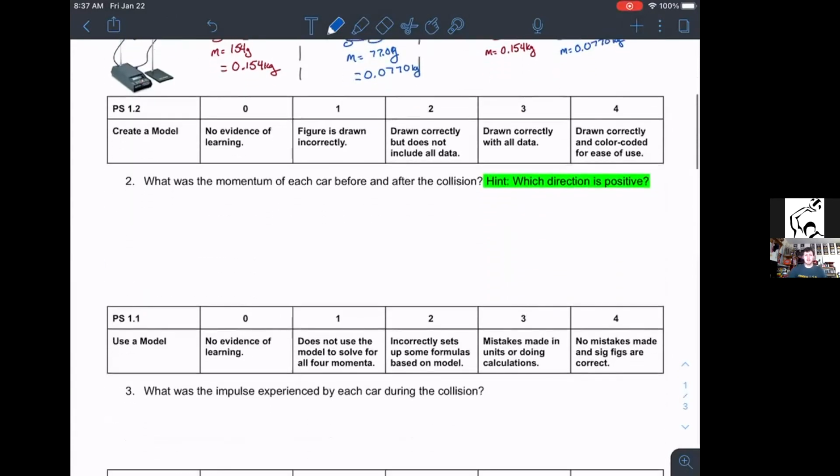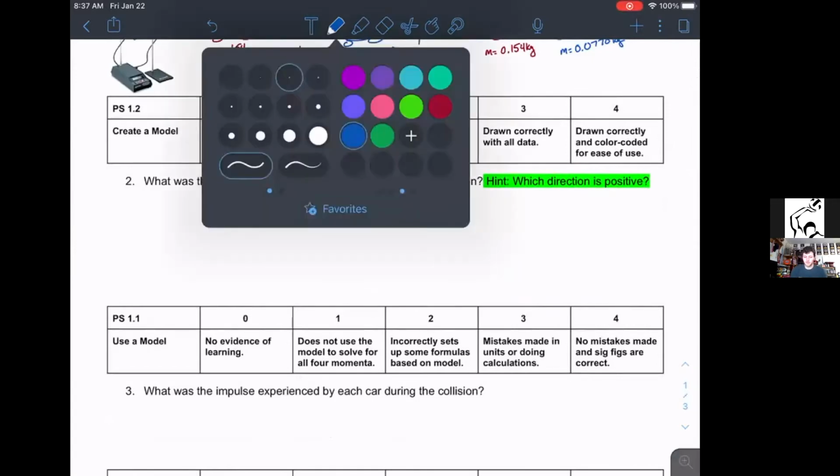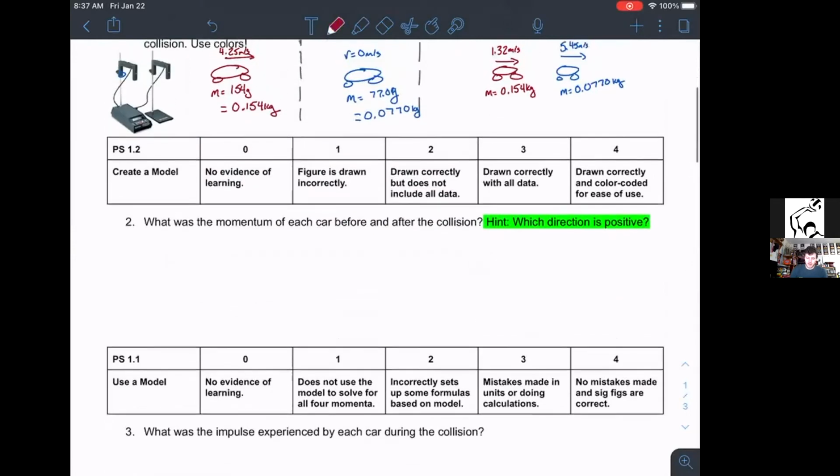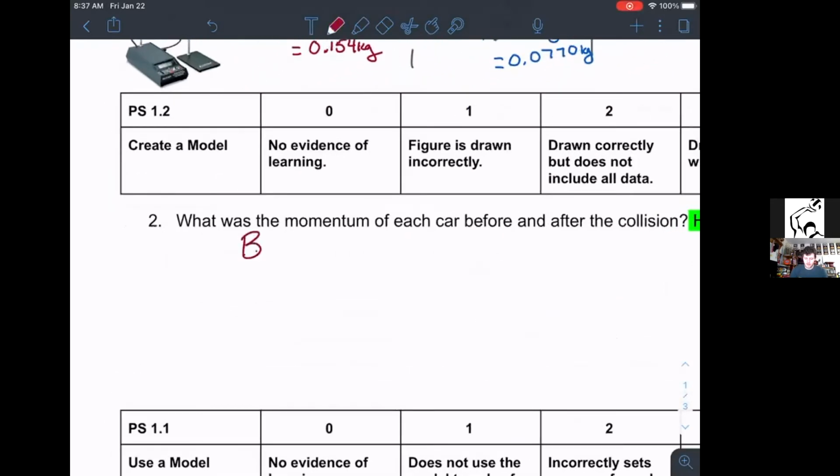The next question says, what is the momentum of each car before and after the collision? So what we're going to do is start with our red car, before and after.